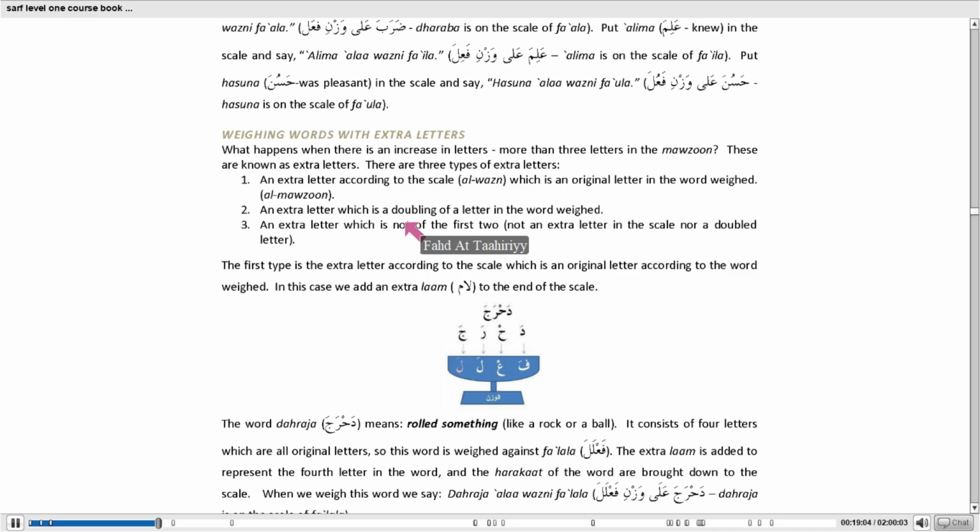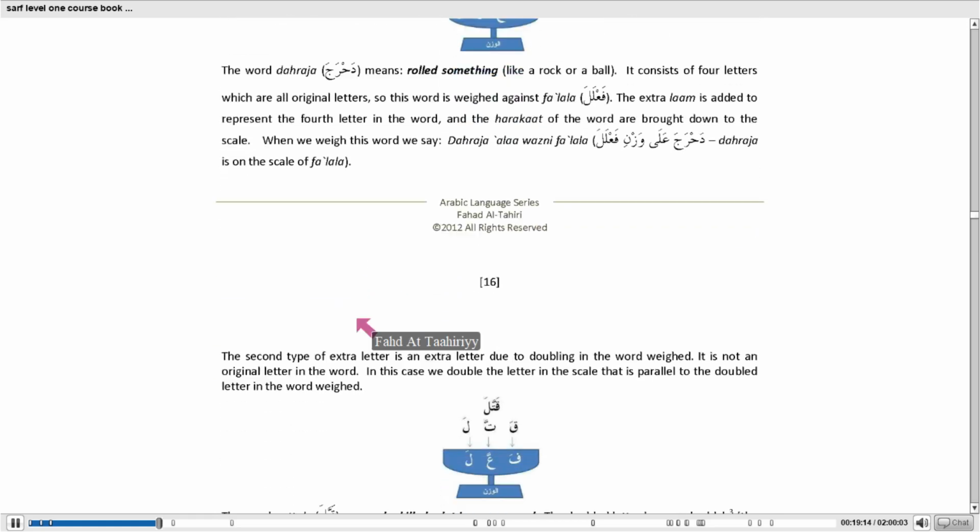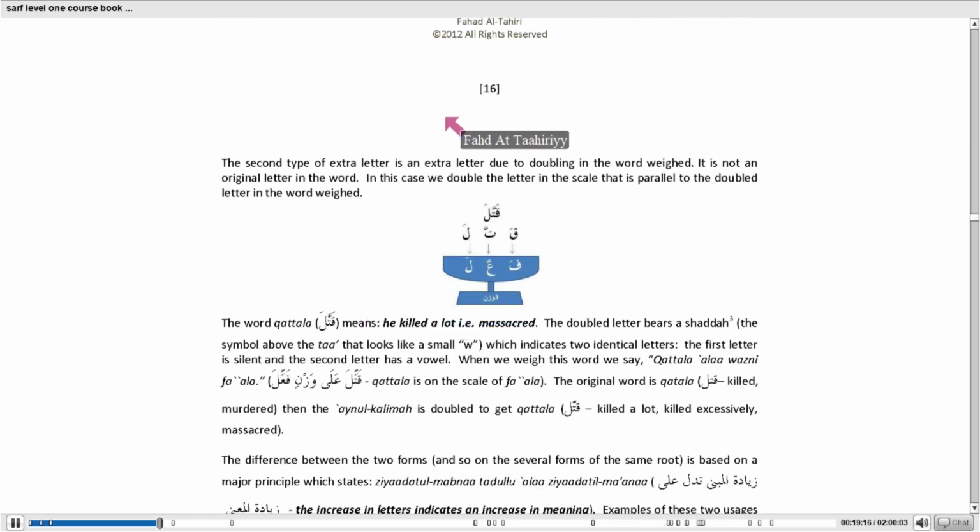basically a doubling of a letter in the word weighed. A doubling. So here he says, the second type of extra letter is an extra letter due to doubling a letter in the word weighed. It is not an original letter in the word. We'll get to explain that inshallah.